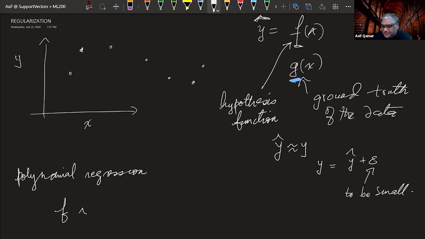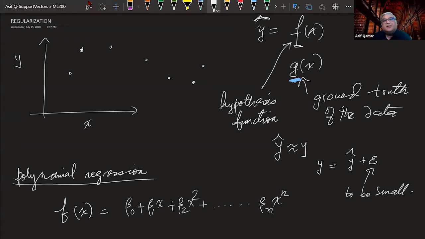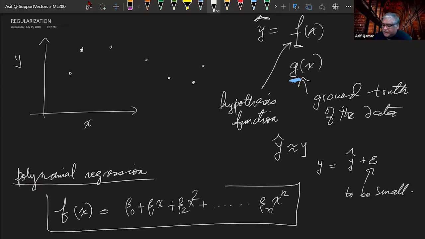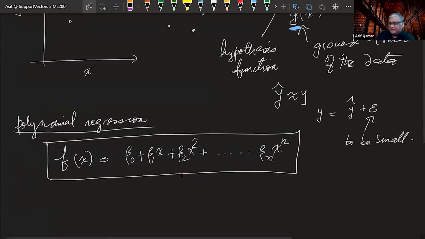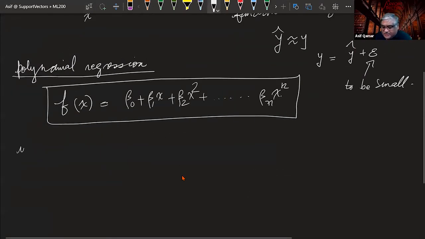Now, if you take the case of polynomial regression, you realize that you can write f(x) as beta naught plus beta 1 x plus beta 2 x squared plus, and you can keep going on to beta n x to the power n. Do we remember this, guys? This is your polynomial regression equation, trying to fit the data to this polynomial. Now the question is, what is n? The big problem is, what is the best n?